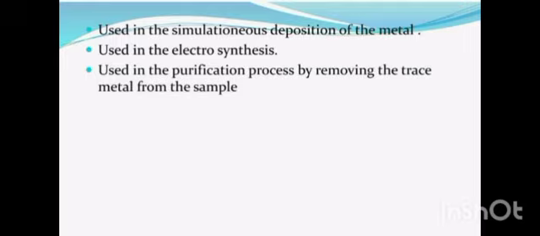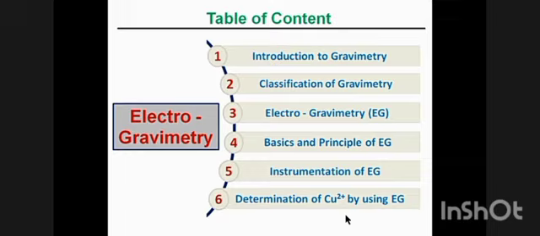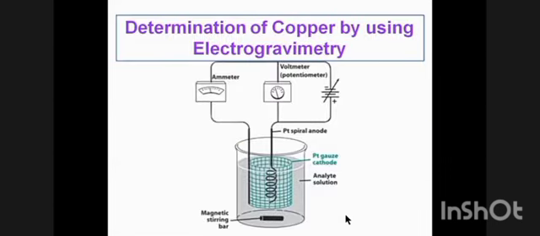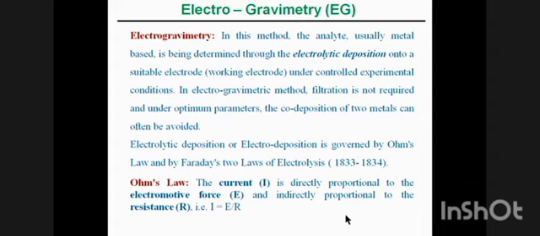This is about theory and instrumentation, and there is a further part. These are the table of contents: introduction to gravimetry, classification of gravimetry, electrogravimetry, and determination of copper by using the electrogravimetry method. And here this is a schematic representation or diagram of constant current electrolysis and electrogravimetry theory.